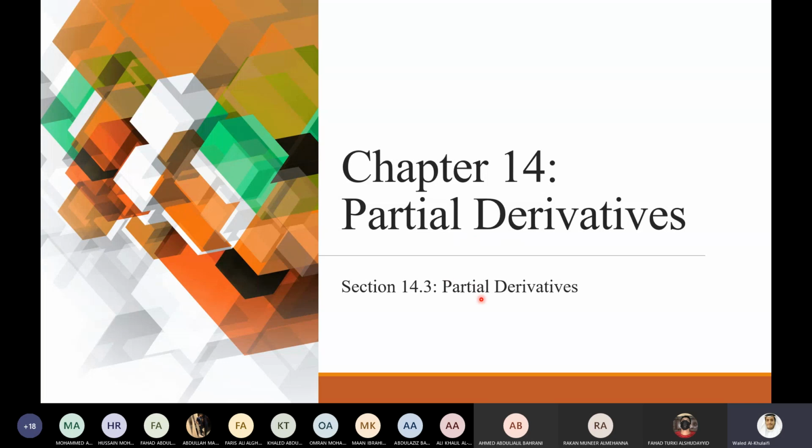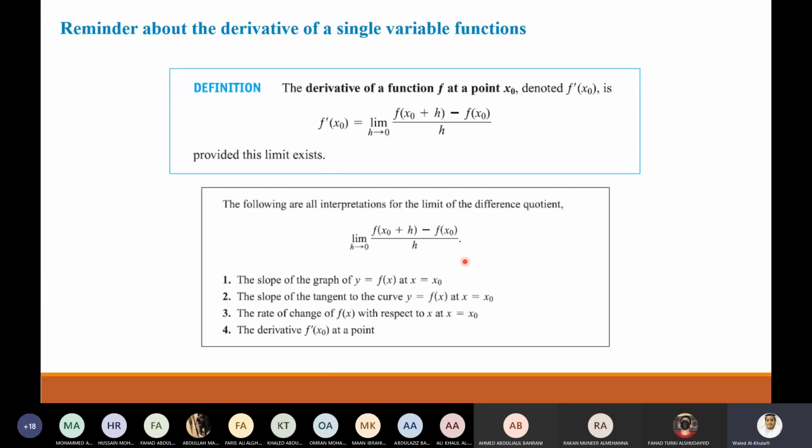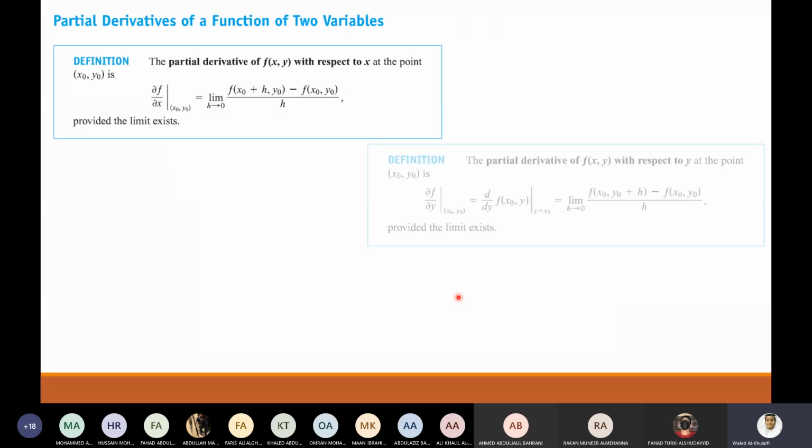So we are still in this section of partial derivatives. We took it in the previous lecture. We reminded ourselves about the derivative of a single-variable function, which is given this way, and hence the partial derivative of f with respect to x is given by this limit.